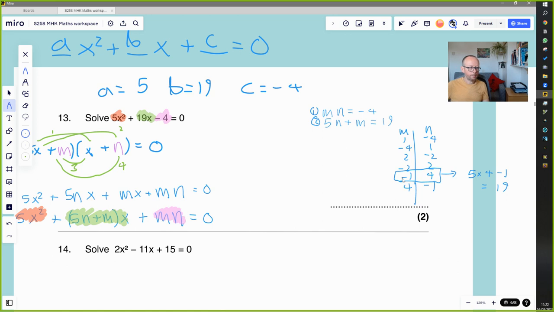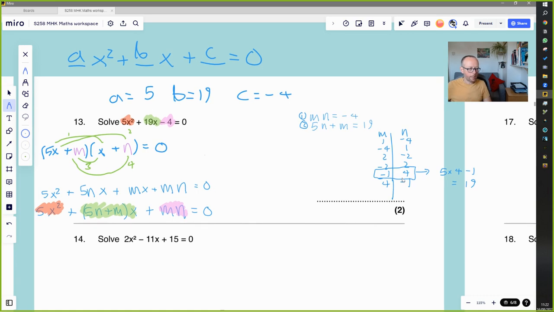So back to this equation over here. I'll just zoom out a tiny bit. This thing that we've got here was 5x, plus m, which we now know is -1, in a bracket, and then x plus n, and n is 4, and that's equal to 0. So if that's the case, then either the first bracket or the second bracket is equal to 0. So either 5x minus 1 is equal to 0, or x plus 4 is equal to 0.